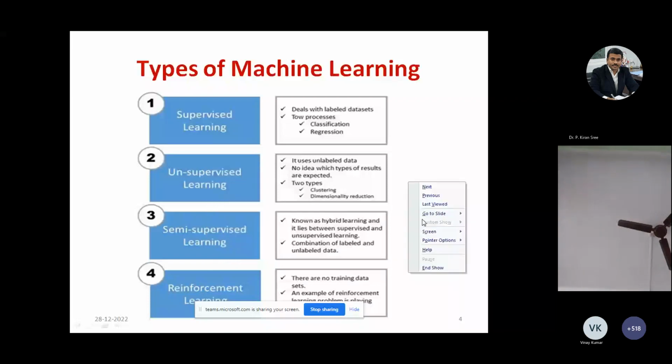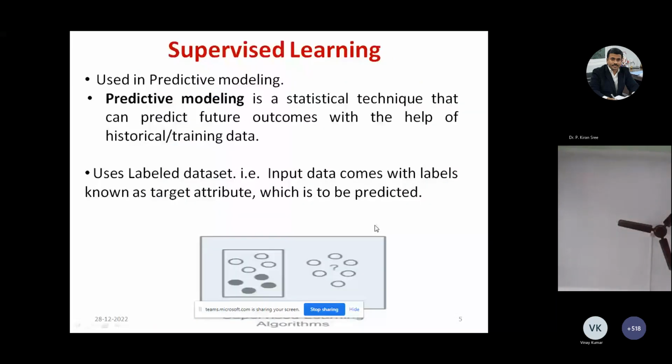Coming to the supervised learning technique in detail, this learning technique is commonly used in applications where we have predictive modeling. Predictive modeling is a statistical technique that can predict future outcomes with the help of historical or training data. Mostly it deals with a labeled dataset. That means the input dataset has some target attribute, which is the label, and in the classification step that attribute has to be predicted.